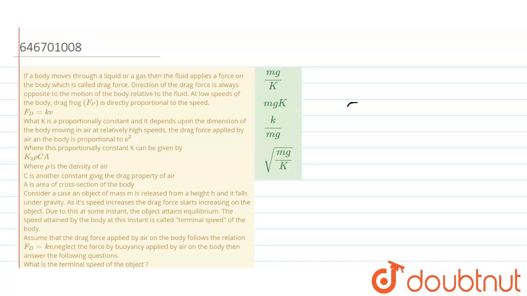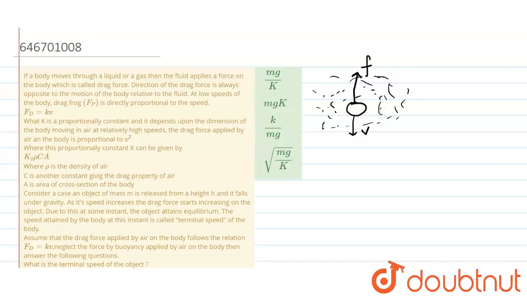Okay, consider a body here. It is moving with the velocity v. It is in a liquid or a fluid or air around it. Now, opposite to the velocity of this body, a force by this liquid or this gas will be applied on this body, in the opposite direction of its velocity, and that force is known as the viscous force or drag force.